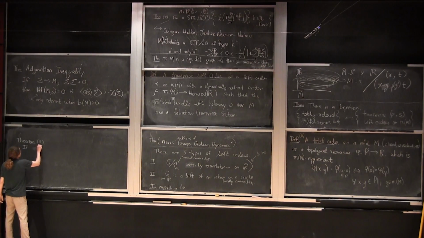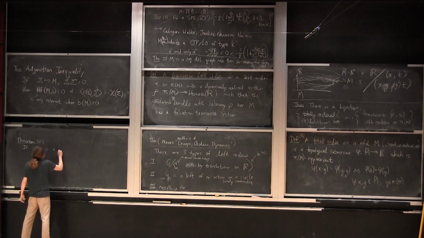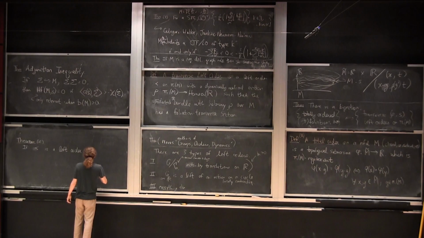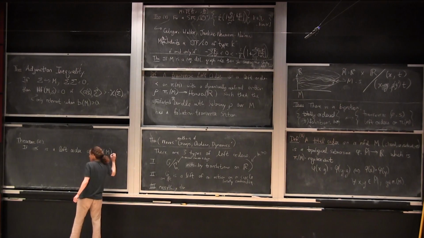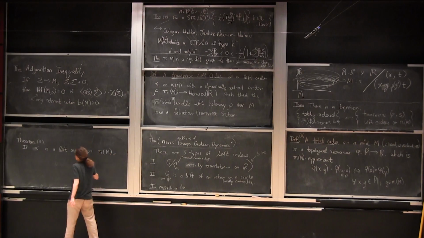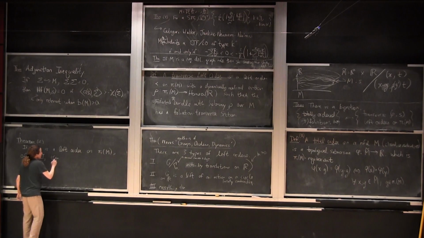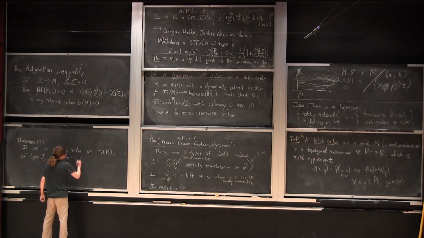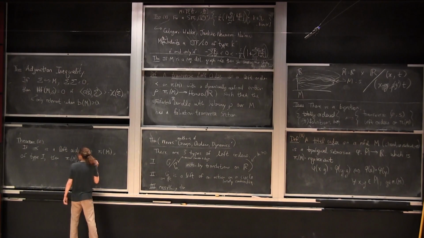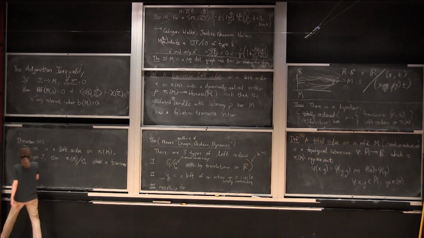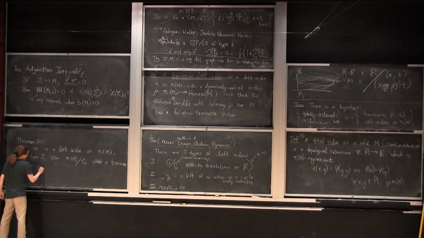Anyway, so if L is a left order on M of type 1, and M modulo its maximal common subgroup has a transverse action on R.